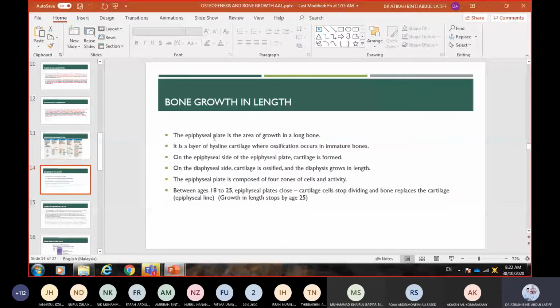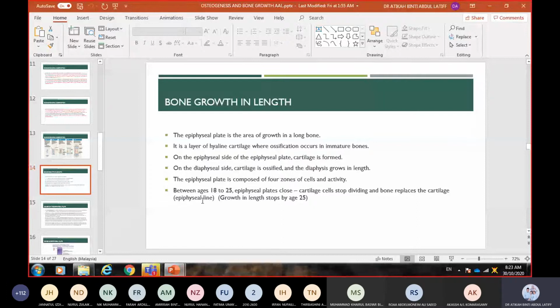Okay, so this epiphyseal plate or cartilage is the area of growth in a long bone. This is the only area where the length of the bone is permitted to grow. Okay, it is a layer made of hyaline cartilage where ossification occurs in immature bones. So on the epiphyseal side of the epiphyseal plate, cartilage is formed. On the diaphyseal side, cartilage is ossified and the diaphysis grows in length. The epiphyseal plate is composed of 4 zones of cells and activity.